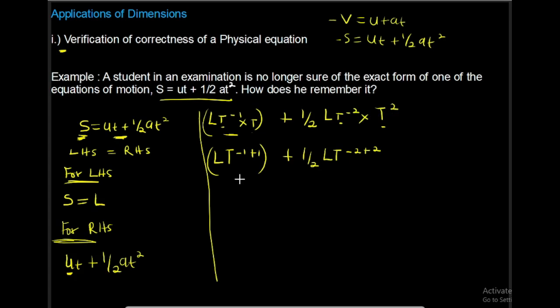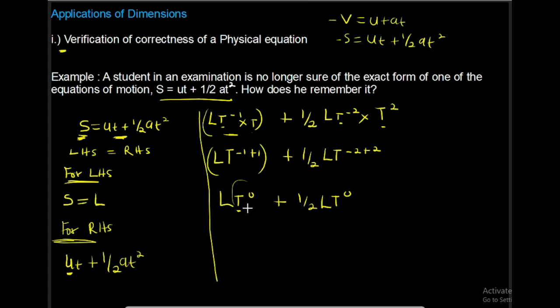So that's going to give us L t raised to power minus 1 plus 1, which is 0. So I have L t raised to power 0, plus 1/2 L t raised to power minus 2 plus 2, which is also 0. So we have t raised to power 0. At the end of the day, just t is raised to power 0, not L t. So t raised to power 0 is 1. Any t raised to power 0 is 1.